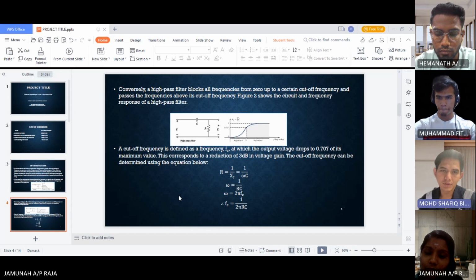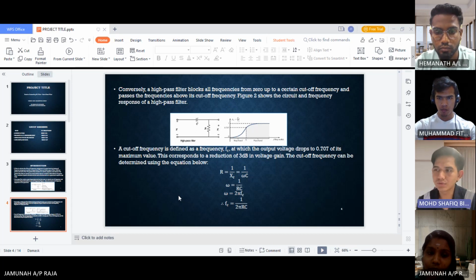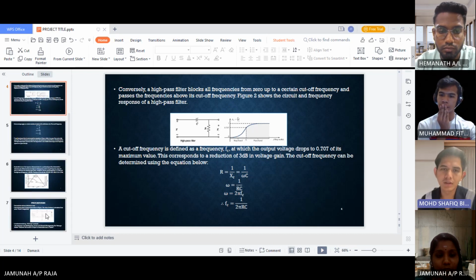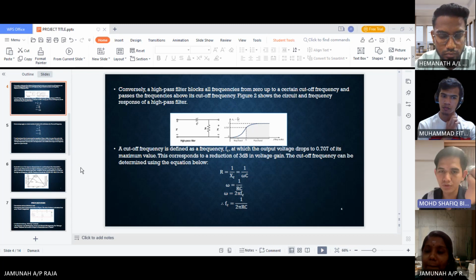Okay, so this is the formula for how you get a proper value, and this is how you calculate the value you want to find, the proper value for the input or output you want. Okay, so next.